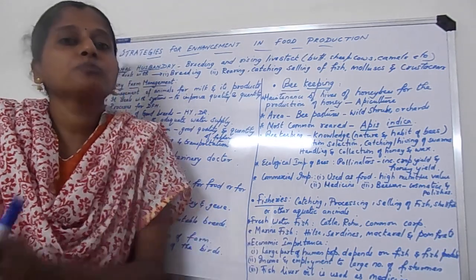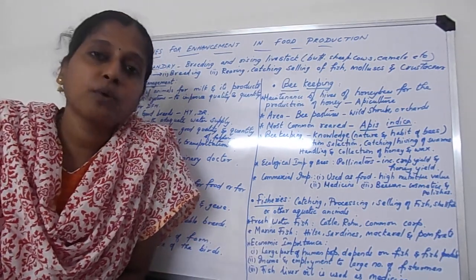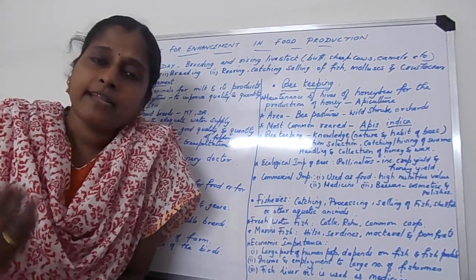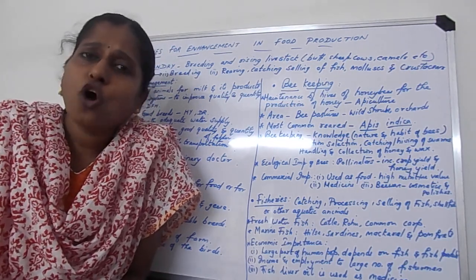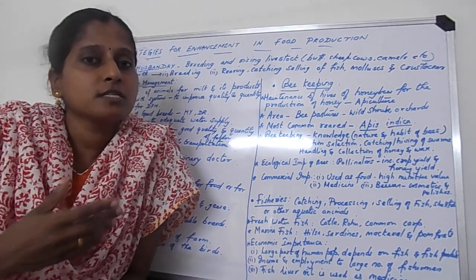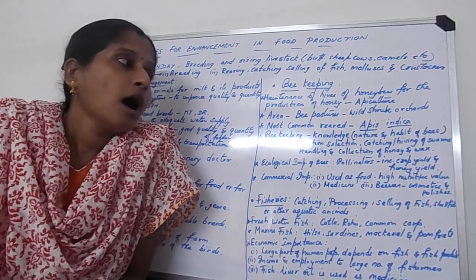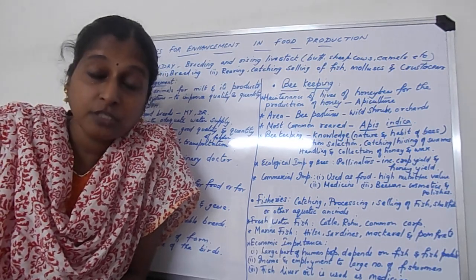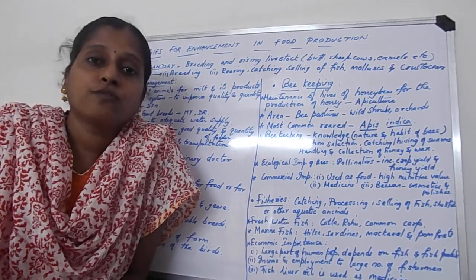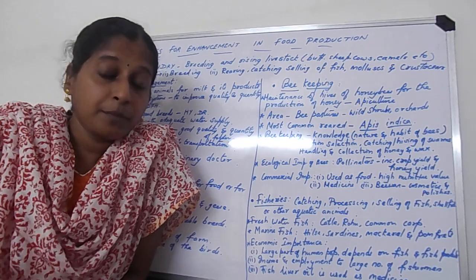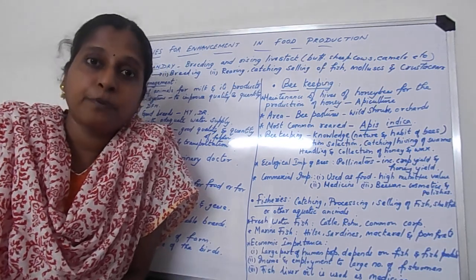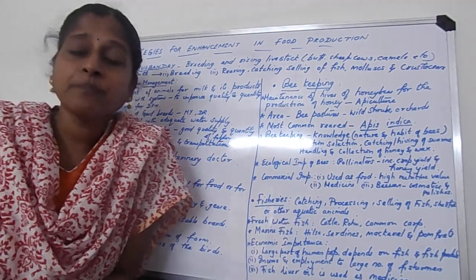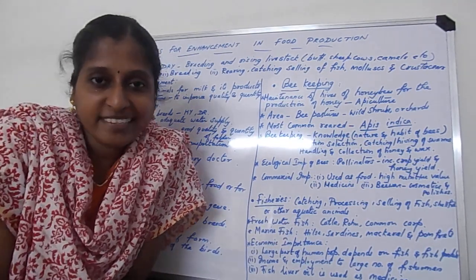So the most important thing to keep in mind while going for beekeeping is selecting the location. Clear? Then the most common breed we use is Apis indica. This is a very important one-mark question: the common breed of honeybees used for production of honey is Apis indica.